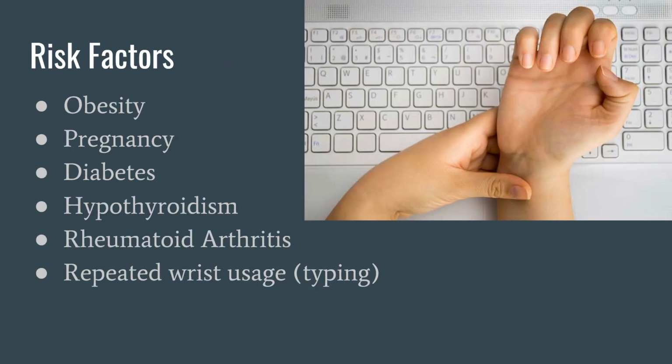There are a couple of things we can do to decrease our likelihood of developing carpal tunnel syndrome. By watching our weight and controlling our blood glucose for those patients with diabetes, we are less likely to develop carpal tunnel syndrome. There are also a few factors that have an increased association with developing carpal tunnel syndrome, including pregnancy, hypothyroidism, and rheumatoid arthritis. Lastly, if you have a profession where you are constantly moving your wrists more than 20 hours per week, you may want to watch out for the development of carpal tunnel syndrome.